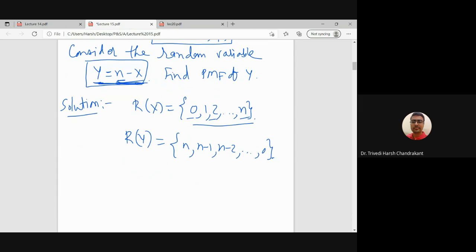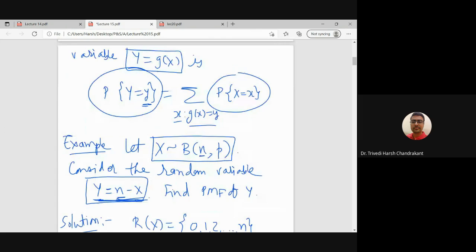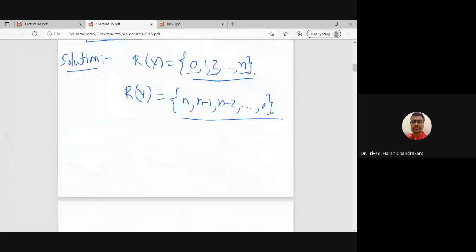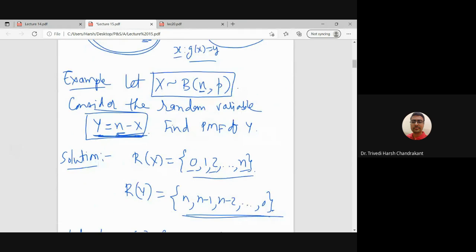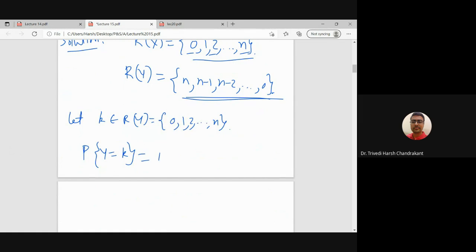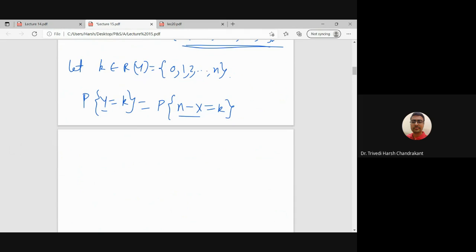Now for each of these values, we need to find the probability of Y equal to that number. Let us take k to be any integer in the range of Y, which is 0, 1, 2, up to n. What is the probability of the event Y equals k? Our random variable Y is n minus X, so let us substitute it here. That is the probability of n minus X equals k.